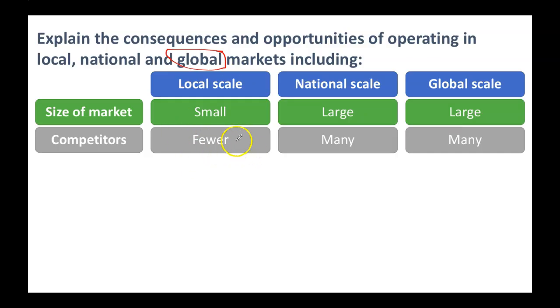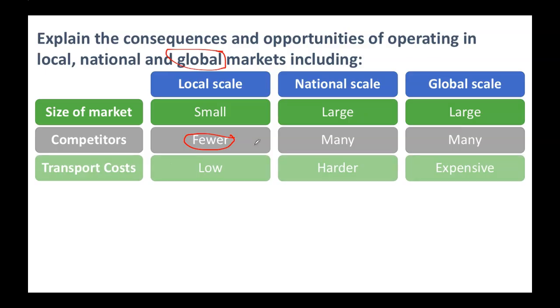It doesn't mean though, and my students have debated this, that when we're looking at local scale there would be fewer competitors, but there might be quite ferocious competition. If we think about takeaways in towns and cities, they tend to be located near other takeaways. So you might have quite a lot of competition over prices and products and those types of things, but there will be fewer of them.